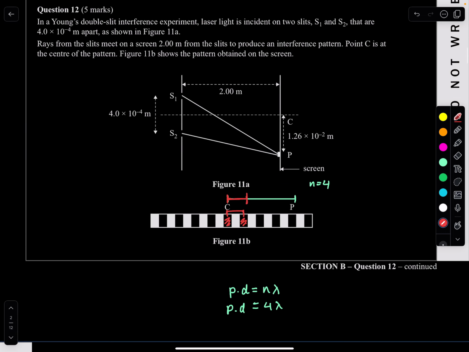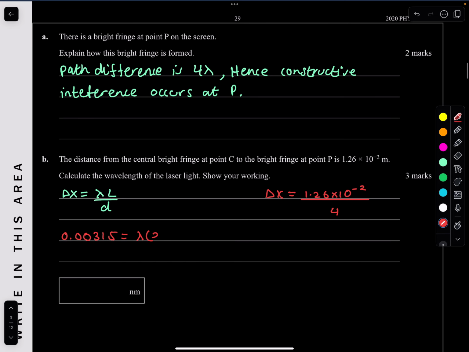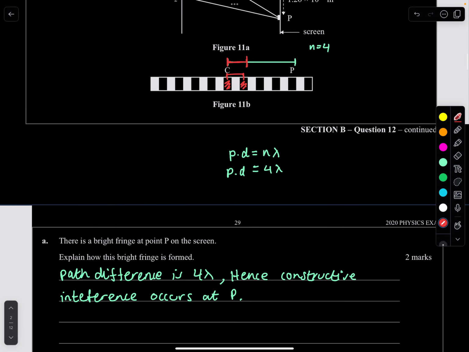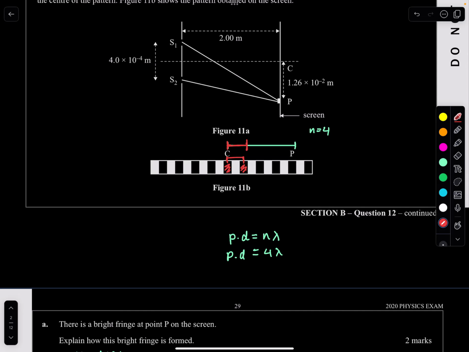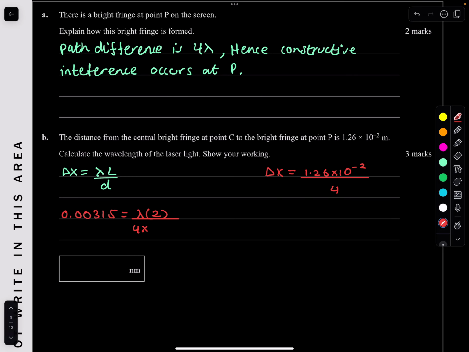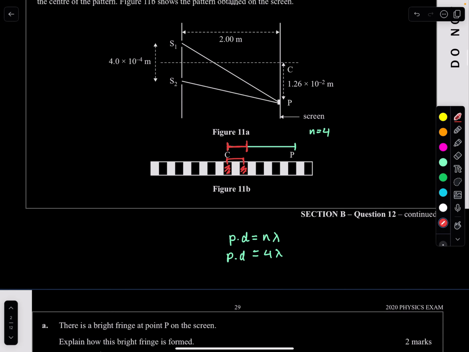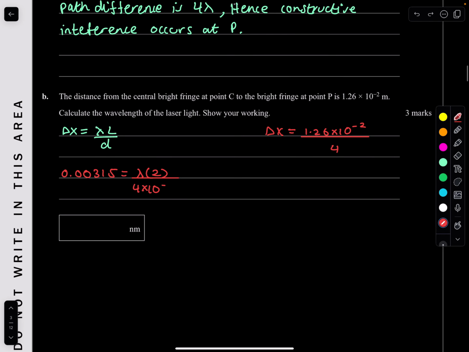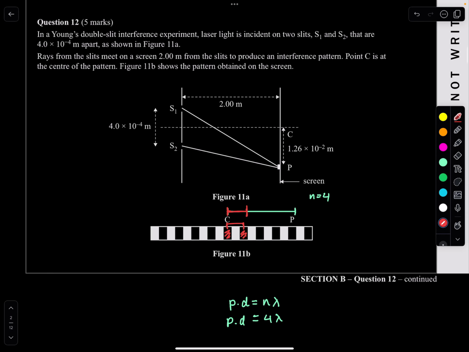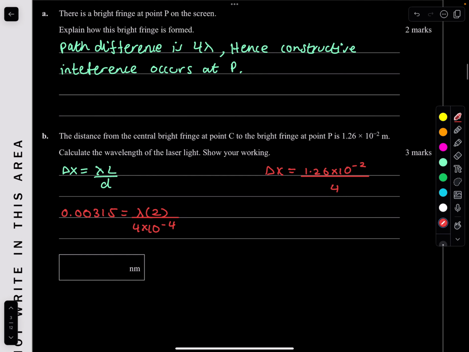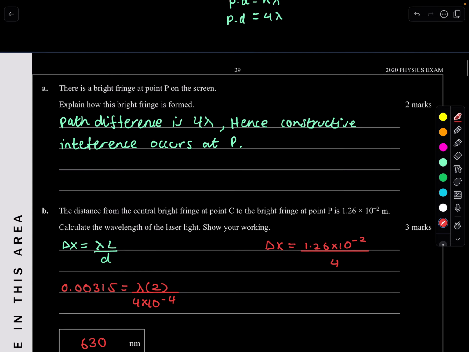So what's the length between the screen? So 2 times your distance between the slits, which is 4 times 10 to the -4, sorry. There we go. So 4 times 10 to the -4. Beautiful. So that's going to give me what? 10 to the -4 divided by 2. And then I want to get it in nanometers. So I'm going to times 10 to the power 9. I get basically 630. Beautiful.